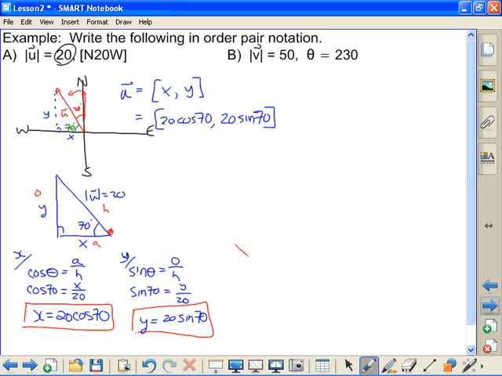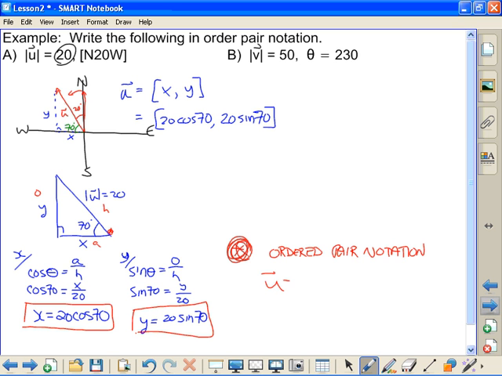Down here on your cheat sheet, this is what you want for ordered pair notation. This is going to become second nature after a while.